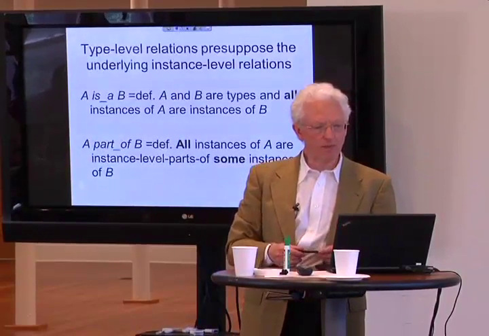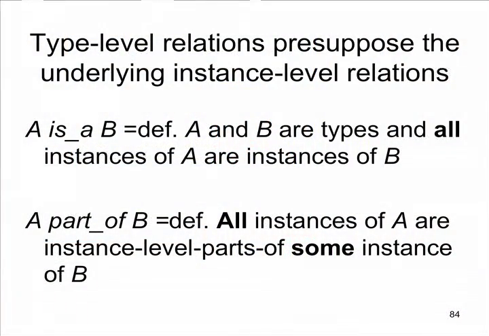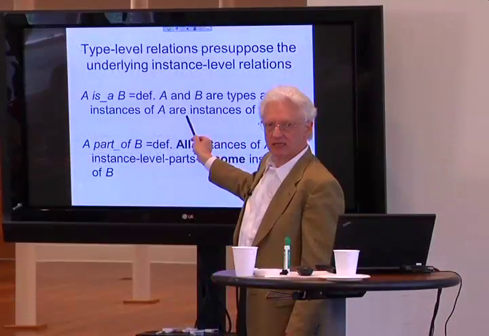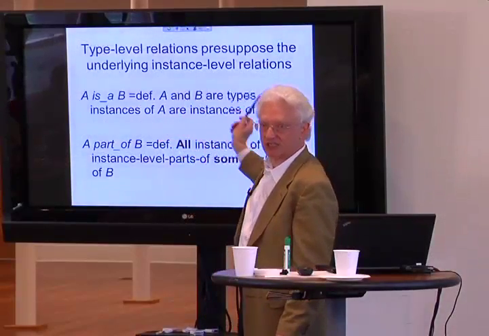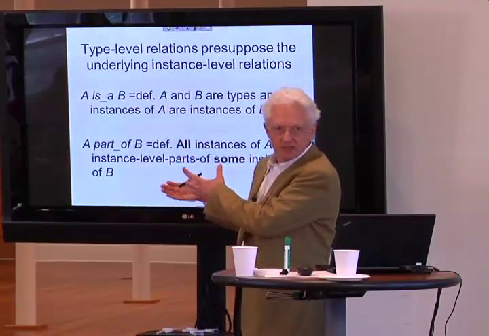All right, now, as I just said, the type level relations are defined in terms of the instance level relations. And I'm going through this in some detail because it's relevant for the afternoon session. And then when we deal with is-a, it's very easy to say that A is a B or A is a subtype of B. It is just to say that A and B are types and all the instances of A are instances of B. So the reason why every human is a mammal is because every instance of human is an instance of mammal. It's as simple as that.